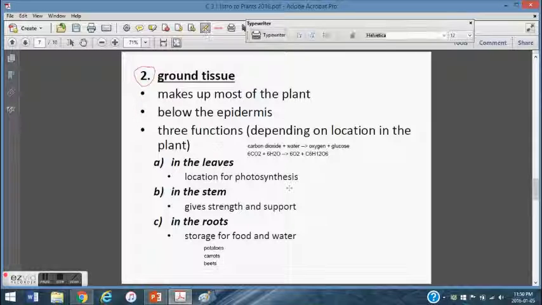Even in regular trees, you have ground tissue in the roots, and in the wintertime, most of the sugars are stored there. Allow for the plant to have food once spring starts, so that it can regrow its leaves, especially if it's not an evergreen tree.